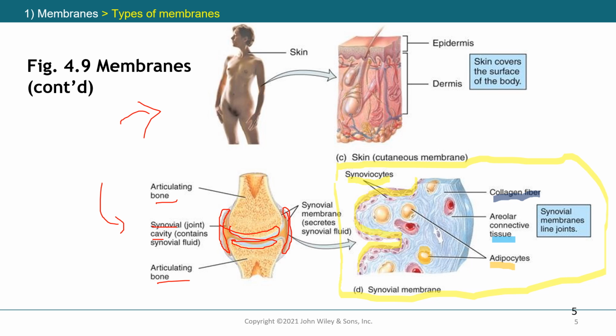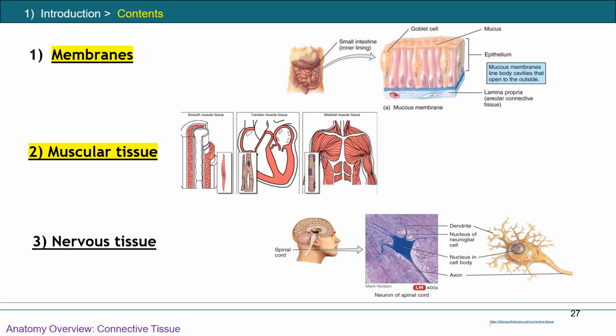Okay, now that we have talked about membranes, we are going to move into the muscular tissue. So at this point, you should be an expert on the two types of membranes that are covering the different structures of the body, the epithelial membranes and the synovial membranes.